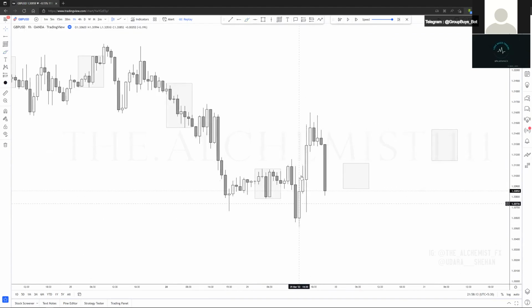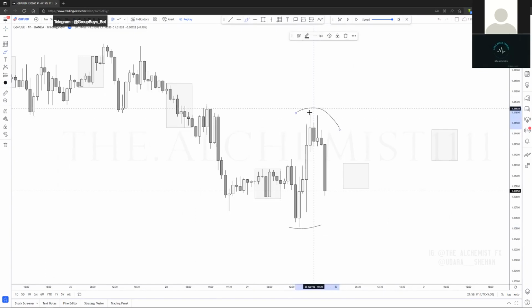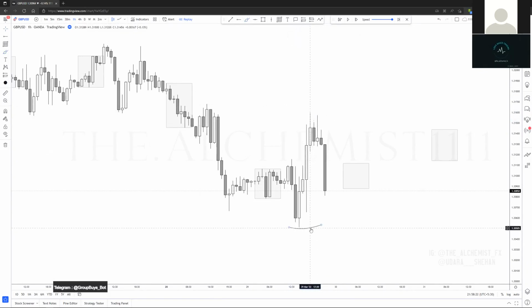So if you are looking for a point of interest, you'll be looking for a point of interest only inside of the range. If you're looking for liquidity, you look for liquidity only inside of the range. That way it will give you a lot of clarity, because you only have a little bit of price action to work with. Okay, so let me show you.